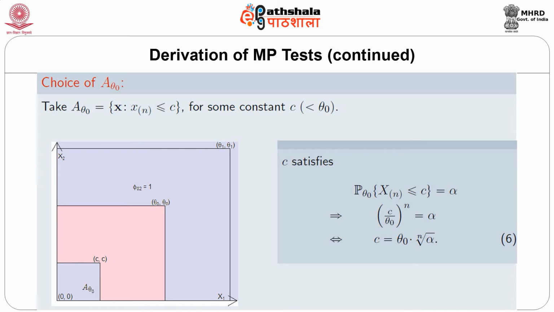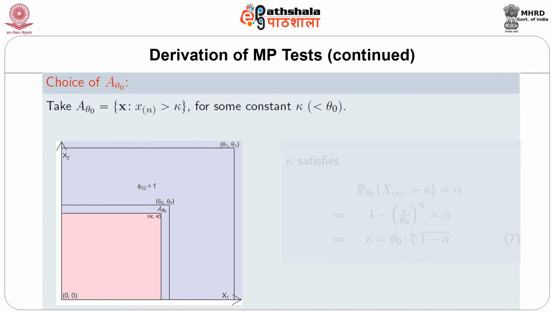So c is theta naught alpha to the power 1 by n. And you see this region A theta naught here. So, this is a small square whose area is c square. So, this is for n equal to 2. For general n, this is c to the power n. So, the probability is c to the power n by theta naught to the power n. So, you can calculate this probability using the area of the square also.